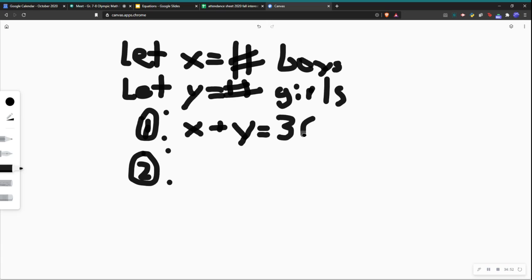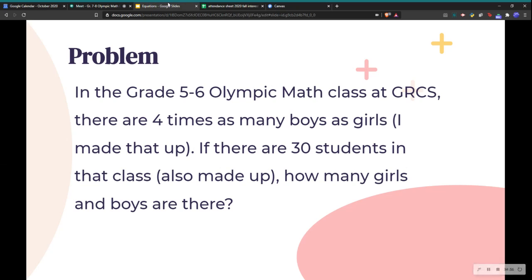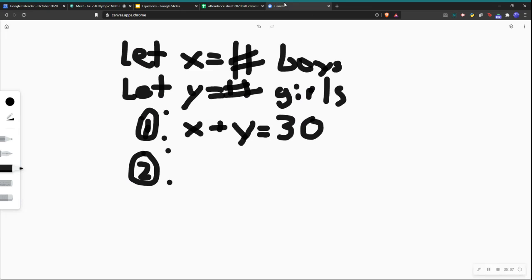Okay, how about a second equation? Anyone else have that? So let's use this fact here. There are 4 times as many boys as girls. Close, not 4x equal to y. Yeah, 4y is equal to x. I'll explain why.